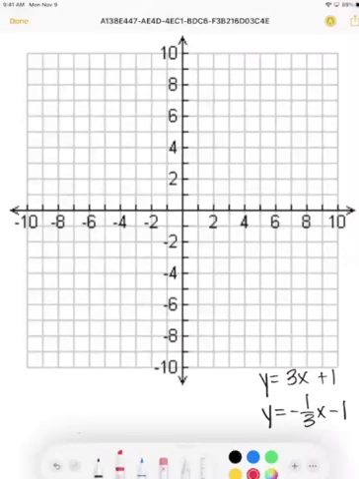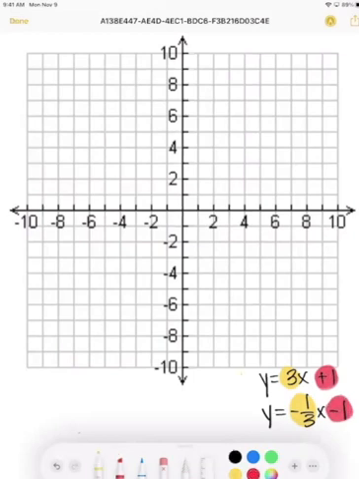All right, so we already looked at parallel lines. So now we're going to look at a different type of line. And I first want you to realize that the slope for one line is going to be 3, and the slope for another line is going to be -1/3. And then the y-intercept for the first one is 1, and the y-intercept for the second line is -1.